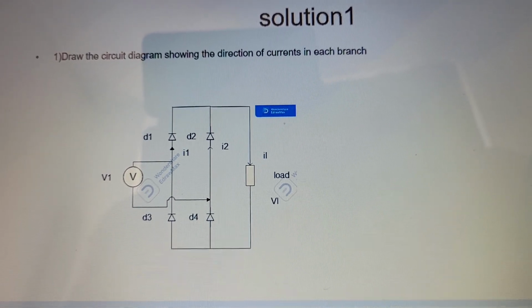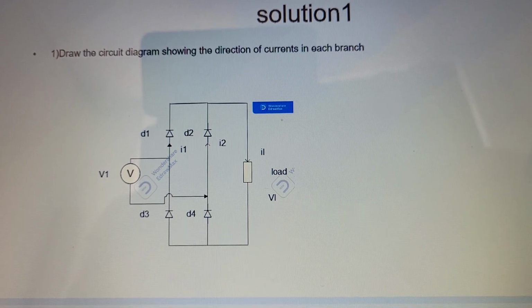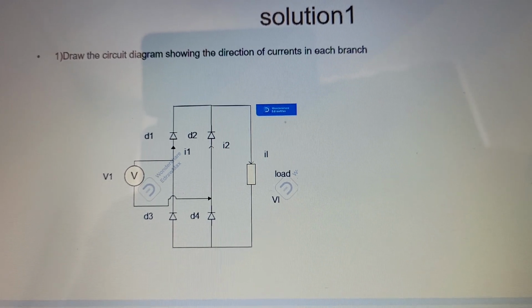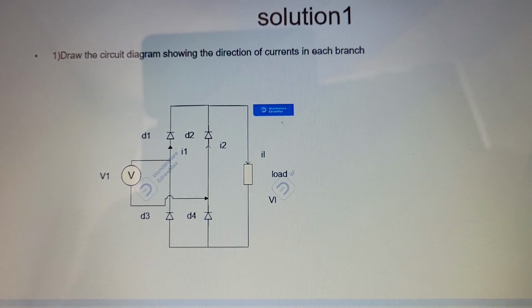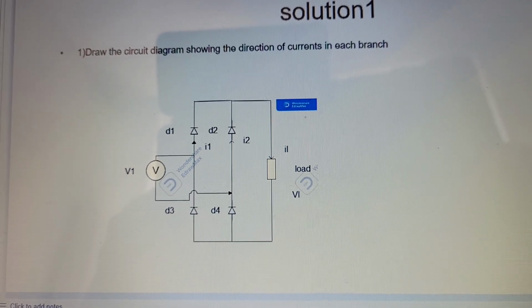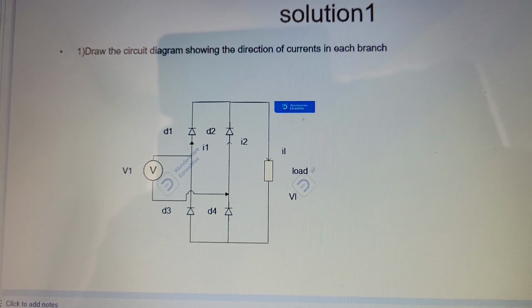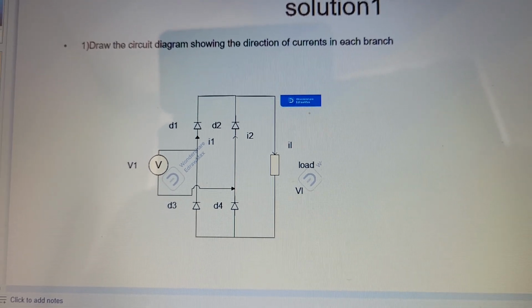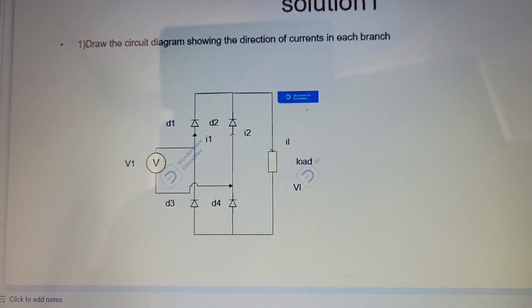The I1 is going to be present. There will be voltage across the load. So that's the diagram. When they say we should draw the circuit diagram showing the direction of current in each branch, we have identified I1, I2, and I and IL.